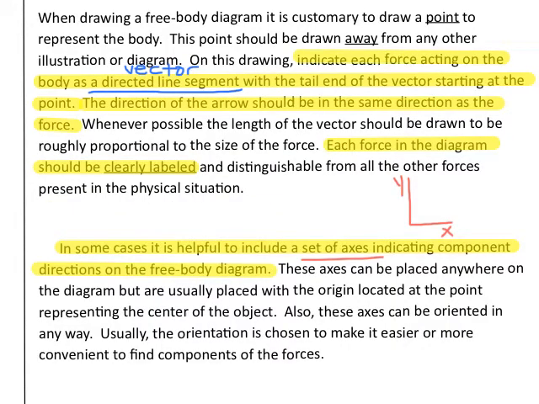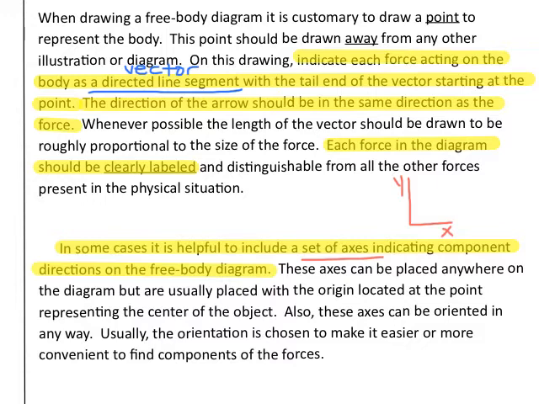So summarizing, each force is drawn as a vector. The tail end of the vector starts at a point in the center of the object, so all the vector tails touch. And then the arrow points in the actual direction of the force. So for example, gravity is down, so you would draw an arrow pointing down. And then you want to clearly label your forces with symbols.